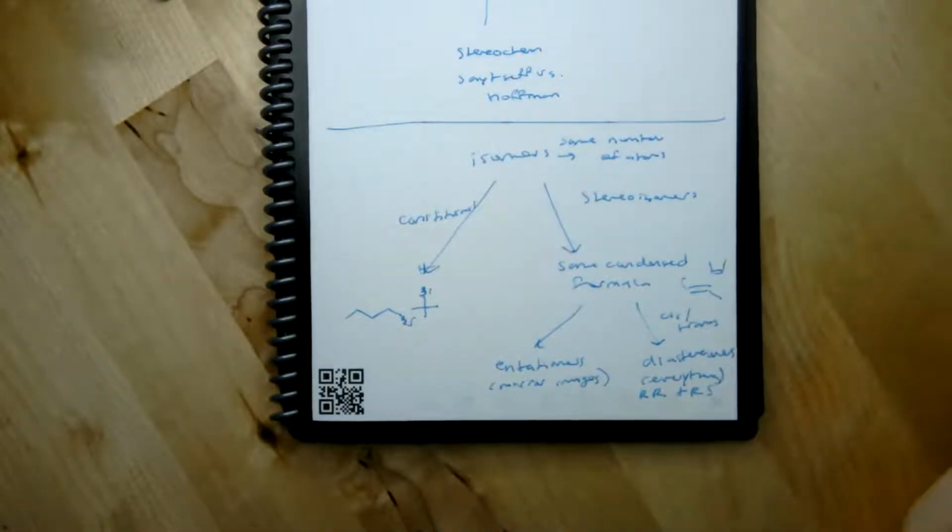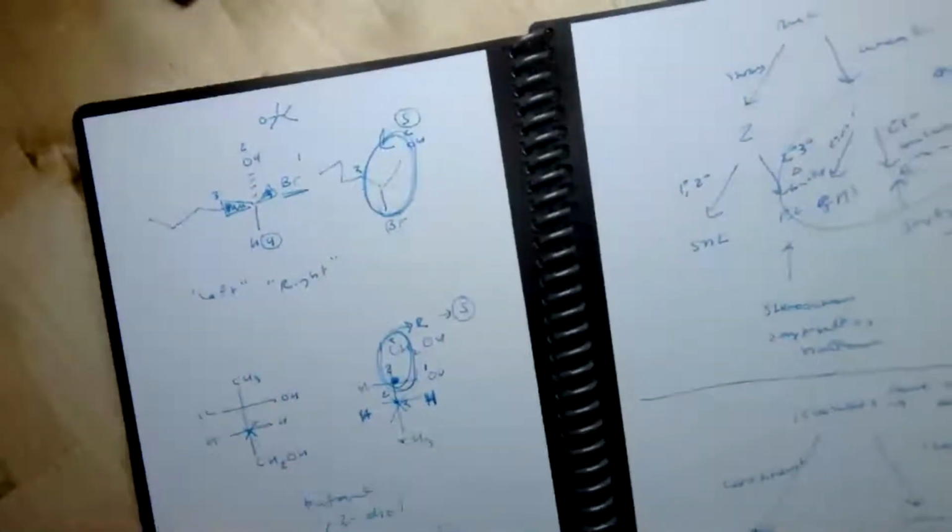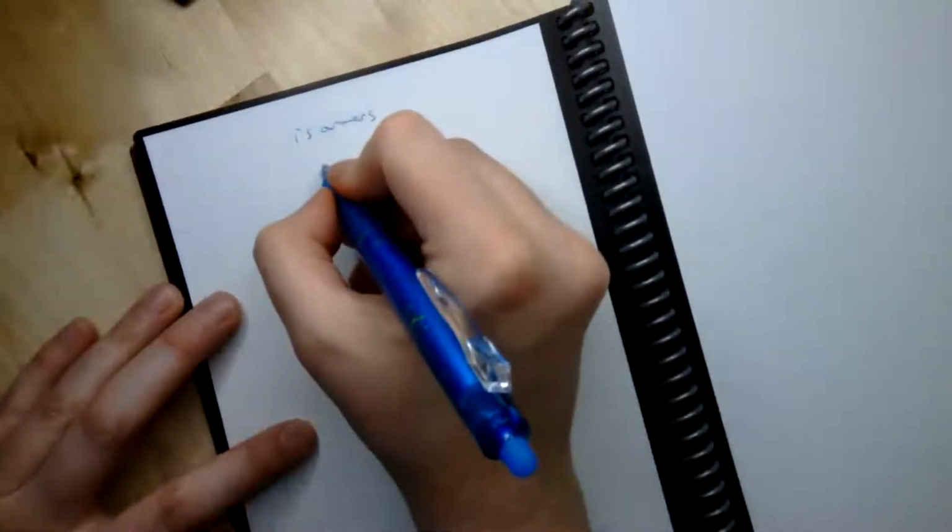Okay, so David asked the difference between constitutional isomers, meso compounds, identical, and not isomers. That's a good question. So I'm going to redraw my isomer tree over here. Isomers in general have to have the same number of all the atoms attached.